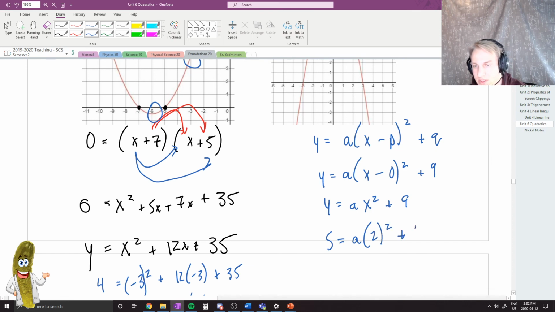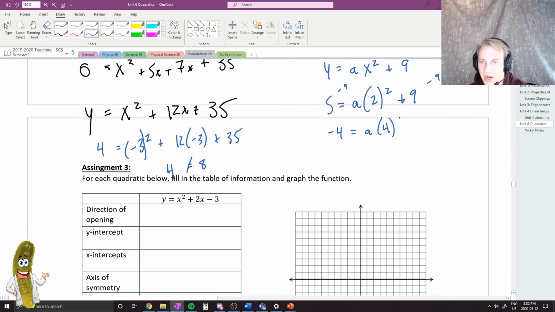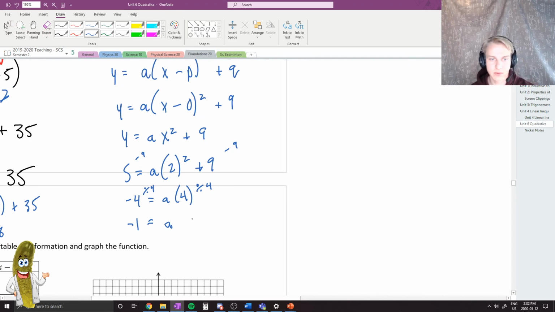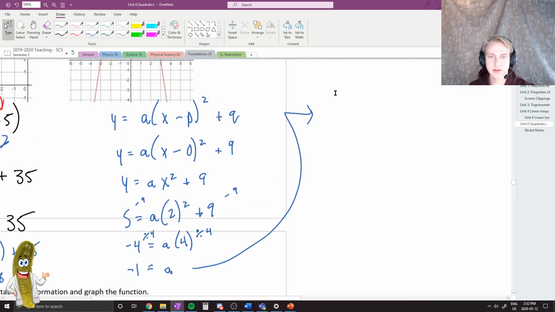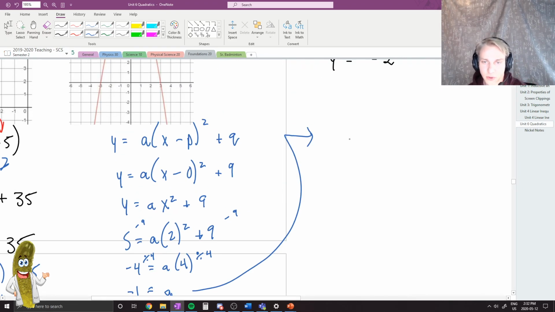So 2 squared plus 9. Subtract 9 from both sides. You end up with negative 4 is equal to a times 4. Divide both sides by 4, and you get a is equal to negative 1. And so then we could spit out the final formula for this by saying that y is equal to negative 1 times x minus p, which was 0, squared plus 9.